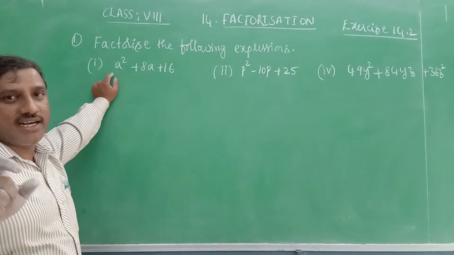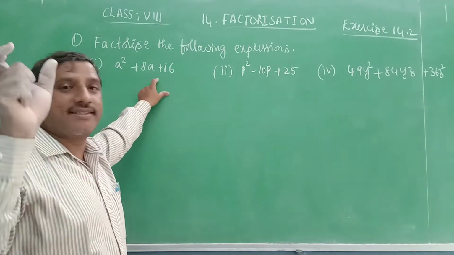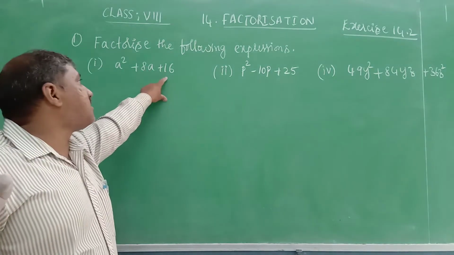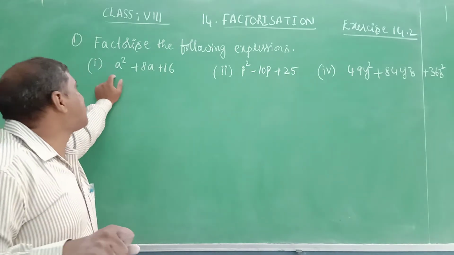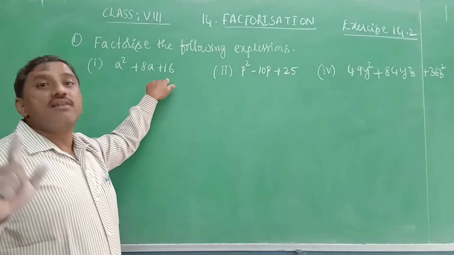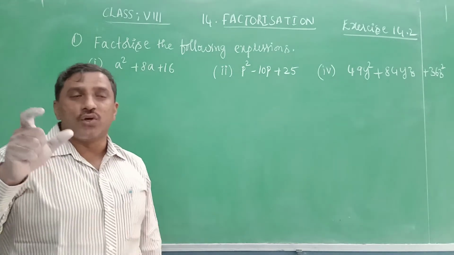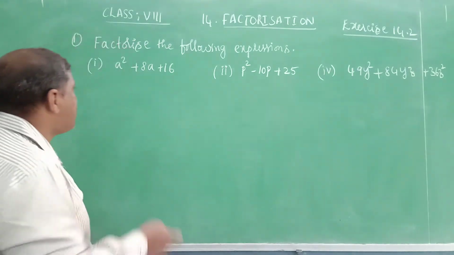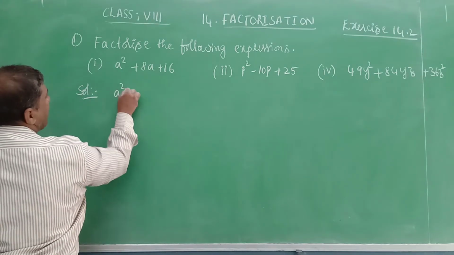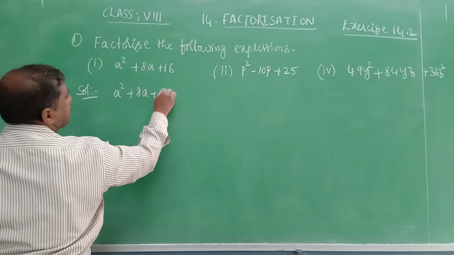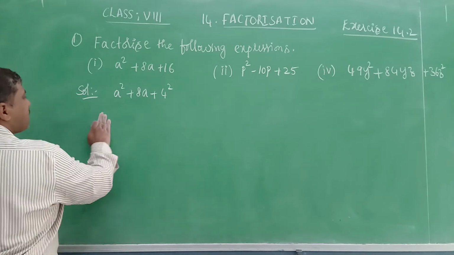Observe, when we use the first identity, all terms should be positive. Yes, they are positive. And it should have three terms. Yes, it has three terms. And the first and the third terms should be perfect squares. A square is a square, and 16 can be written as 4 square. So both are squares. Which identity can be used? Yes, we can use the first identity. So you solve them using the first identity. That is, a square plus 8a plus 16 is a square plus 8a plus 4 square. Now it is in the form of the first identity. What is the first identity?